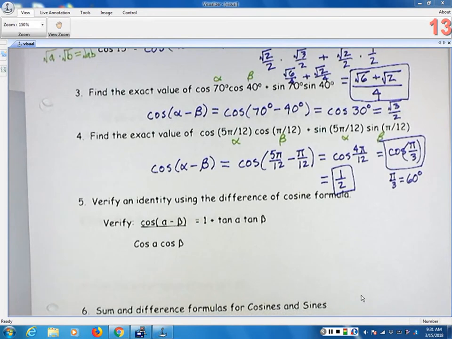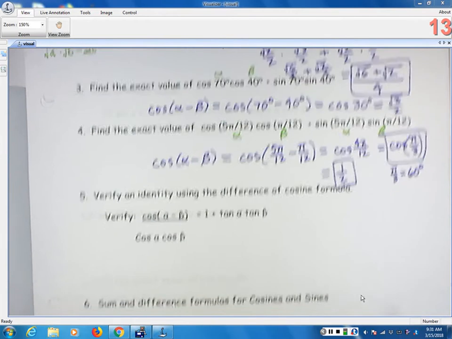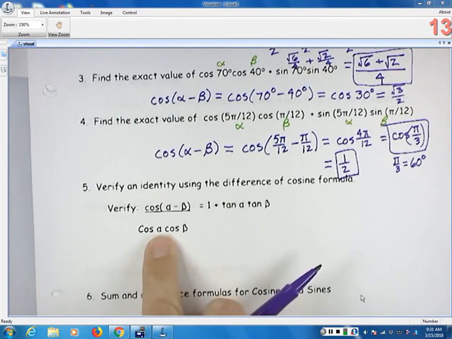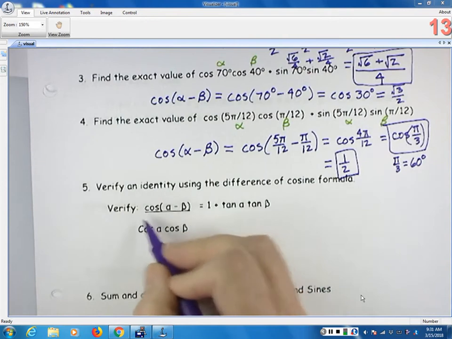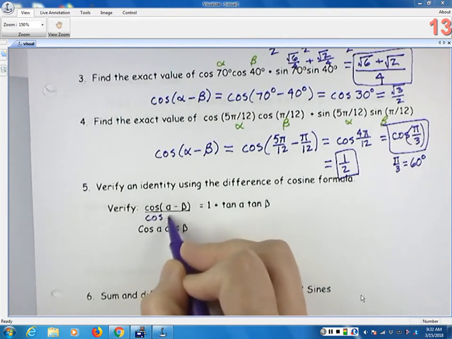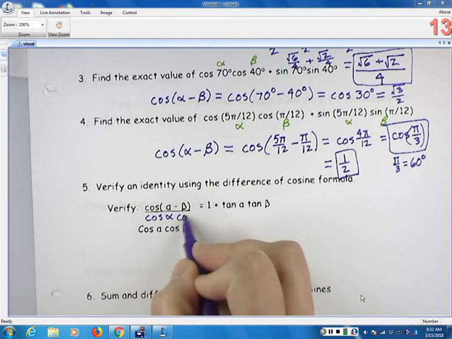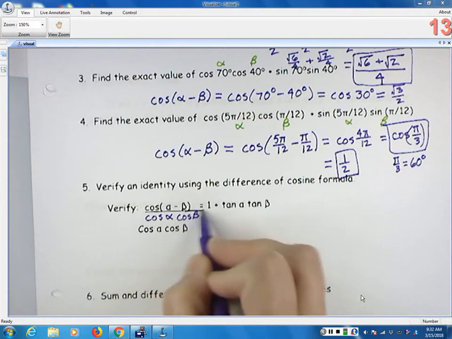Okay, and then we're going to do verifying an identity using the difference of cosine formula. So here's our identity, right here. This is cosine alpha, cosine beta in the denominator.